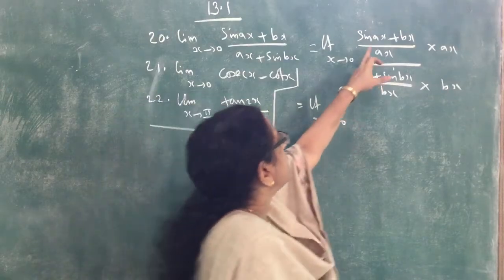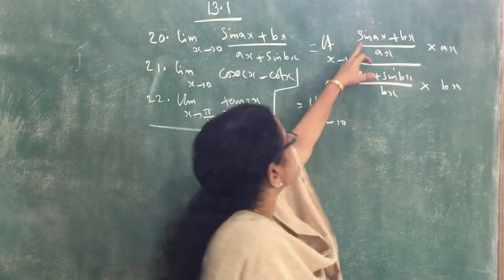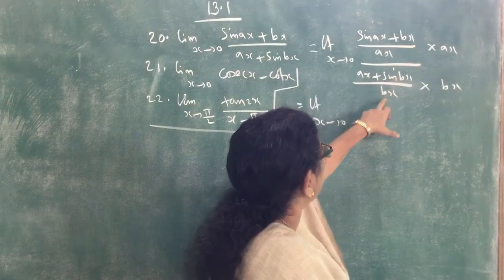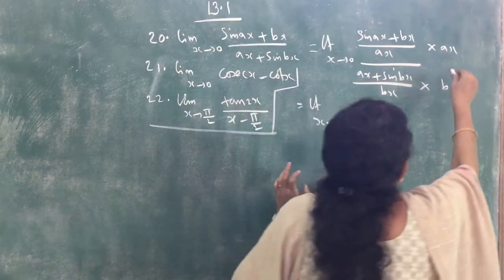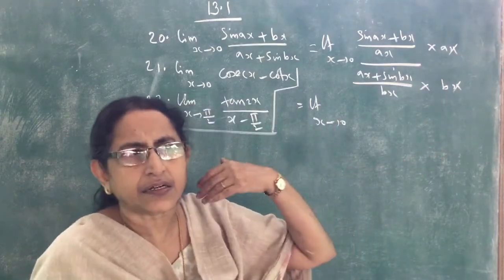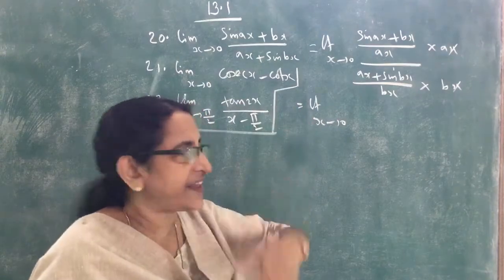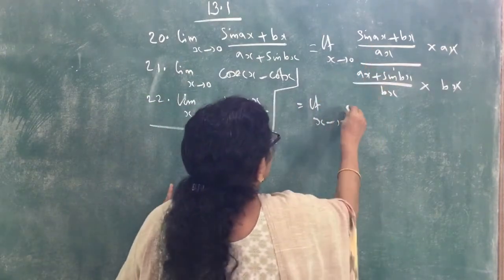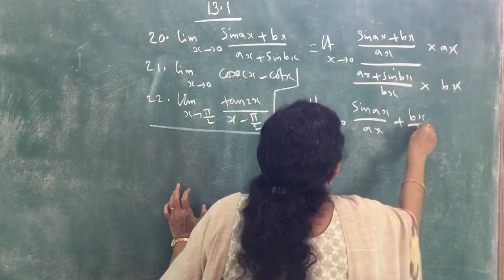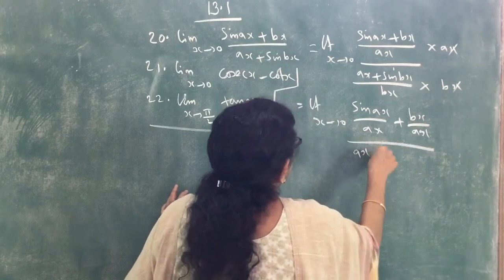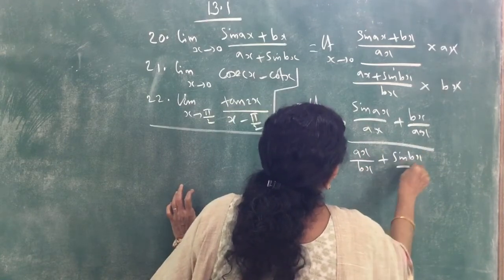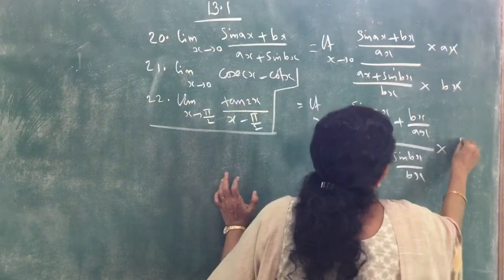Now we can simplify that. Here the numerator we can split into two terms, sin ax by ax plus bx by ax. The denominator also: ax by bx plus sin bx by bx. We can simplify that, and here this x and this x we can cancel. So we get a by b, a constant that we can take outside the limit. In the next step we split into two terms: sin ax divided by ax plus bx by ax, and ax by bx plus sin bx divided by bx, with x cancelled, there is a by b.